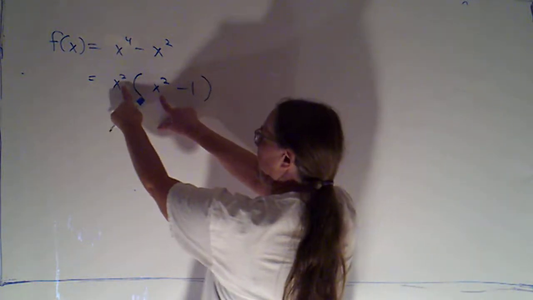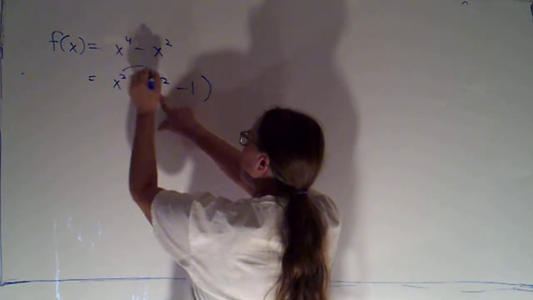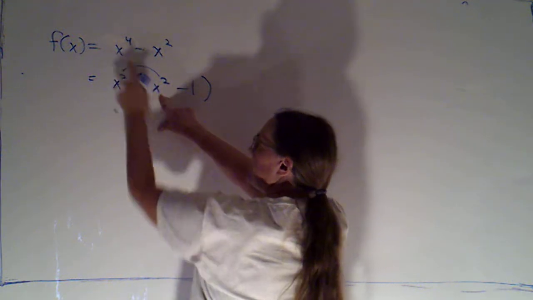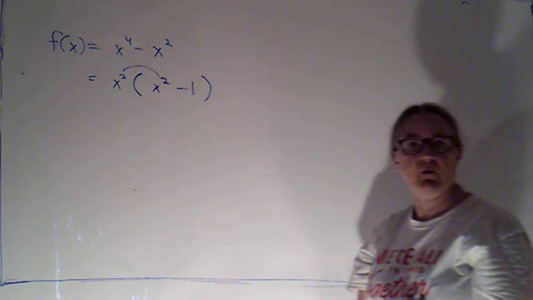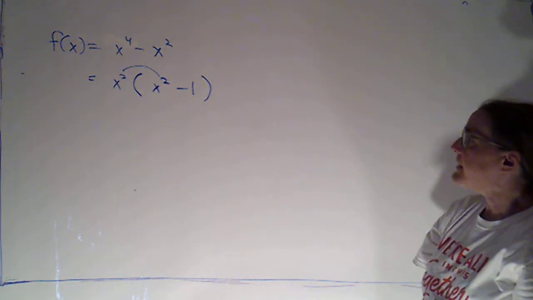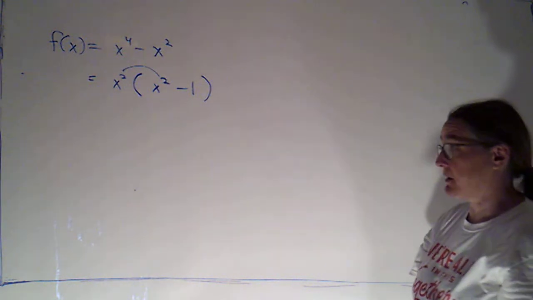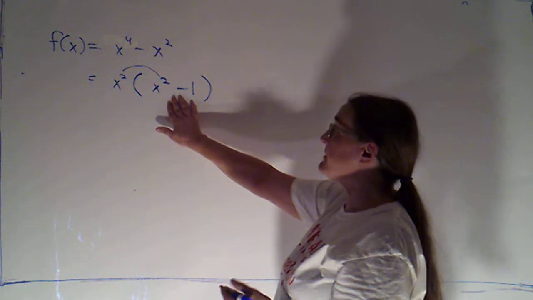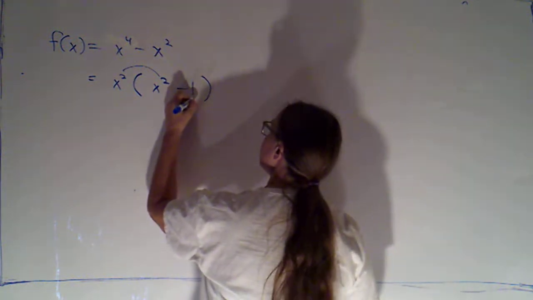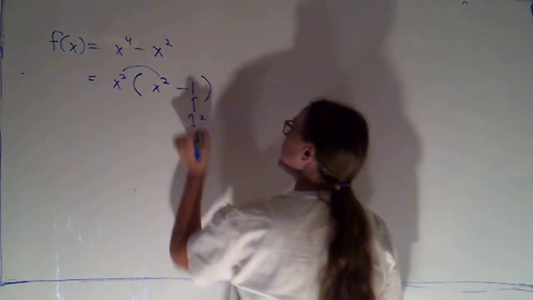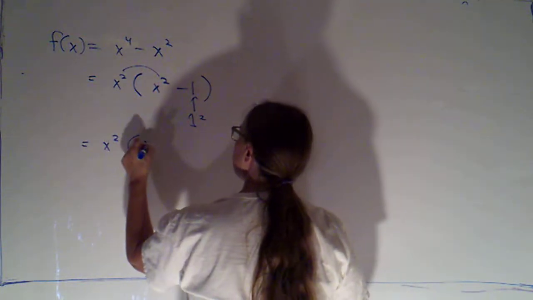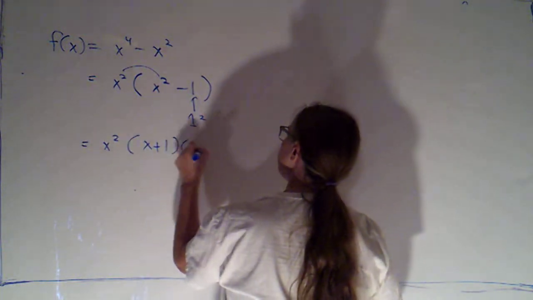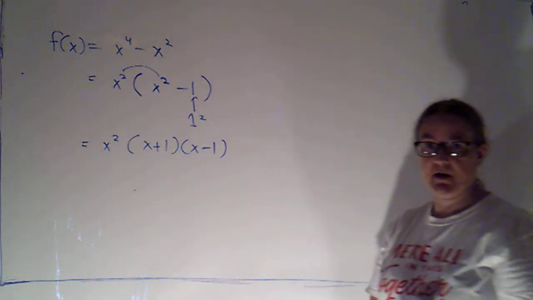And I can always double check. Did I do this right? If I distribute it back, x squared times x squared would give me my x to the fourth. x squared times minus 1 would give me my x squared. Okay. Now, that's a good first step, but I'm not done, because I can factor this even further. This is now a difference of 2 squares, because 1 is 1 squared. So this is going to be x squared times x plus 1, x minus 1.